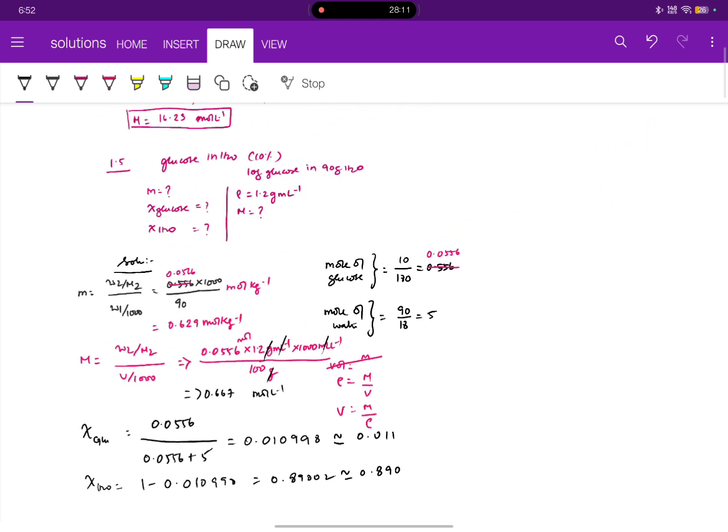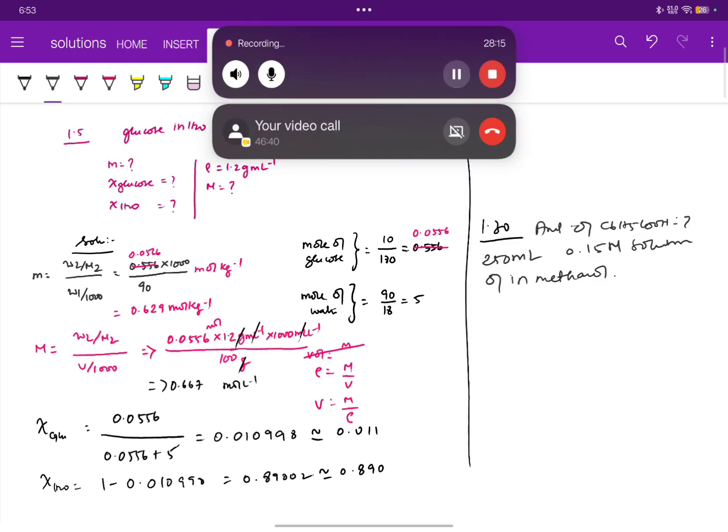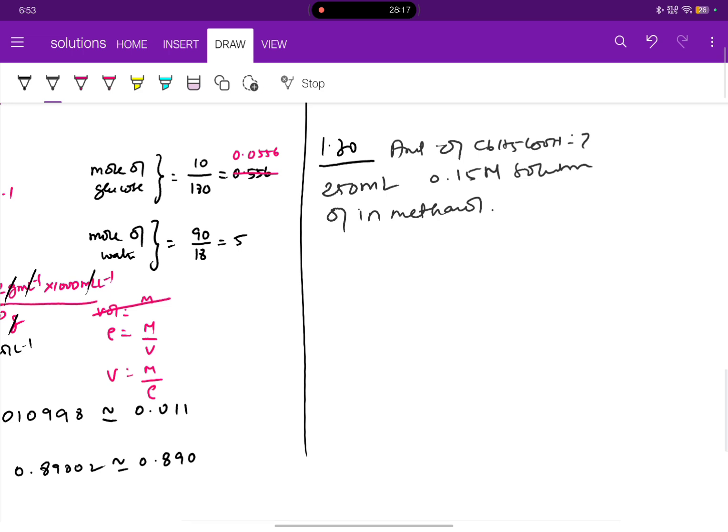I'll put the calculation all together in one single shot. Let me read the problem. Calculate the amount of benzoic acid required to make 0.15 molar solution in 250 ml of the methanol solution. So methanol is the solvent, benzoic acid is the solute. We should know that first.